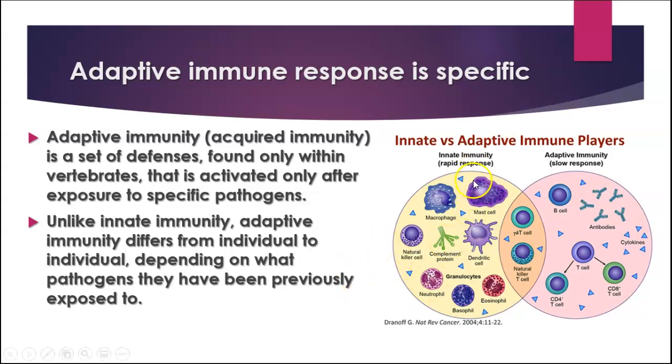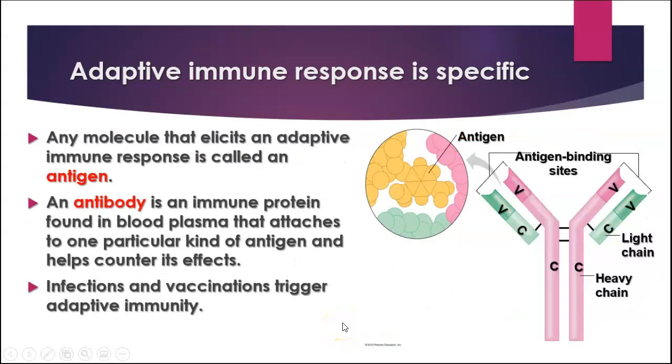Notice the diagram here shows that the innate immunity is a rapid response. It can happen regardless of what the pathogen happens to be, or whether there's even a pathogen there, but it's your body's defense right there, immediate thing. Whereas the adaptive immunity is a slower response. It takes a little bit of time to build up the defenses that will help protect you in the future.